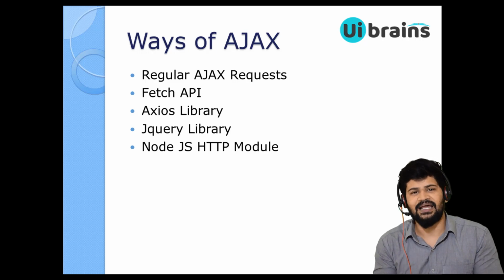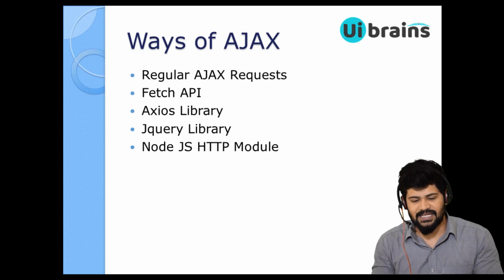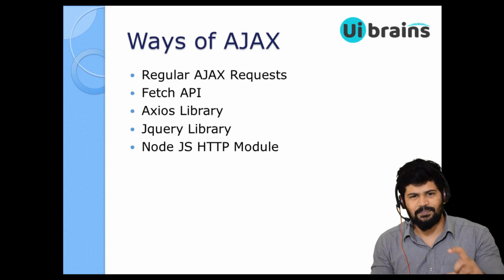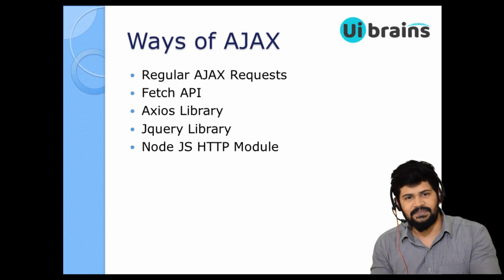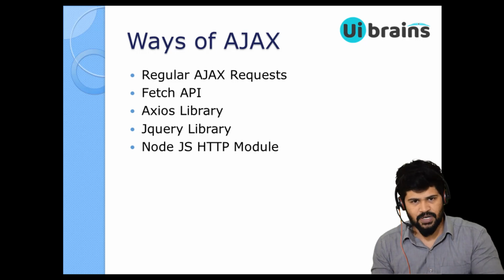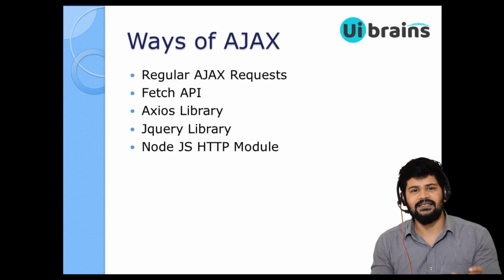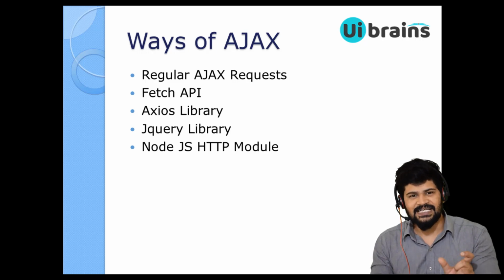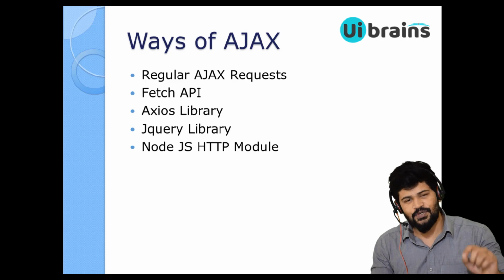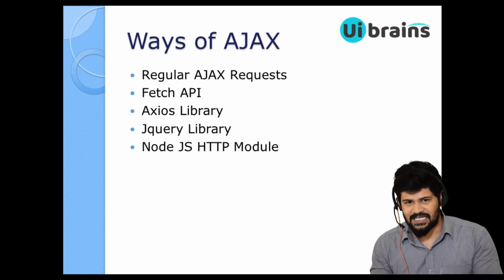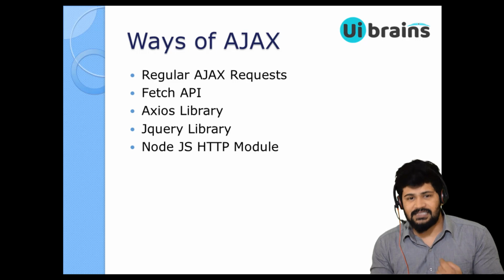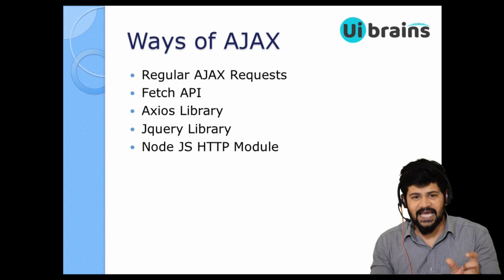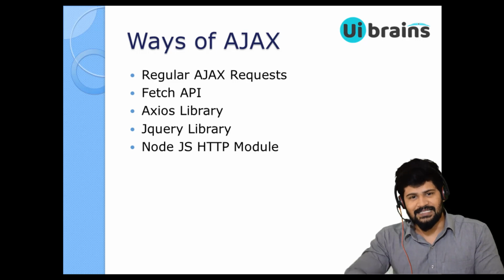So here, a regular Ajax request is using plain JavaScript without any libraries. You can do complete Ajax whatever you want to do. And also there is a separate API, which is the fetch API, that is inbuilt in your browser itself, and using that you can also perform an Ajax request. And one more third-party library, used with Node.js, is called the Axios library. Using the Axios library you can also perform Ajax requests.